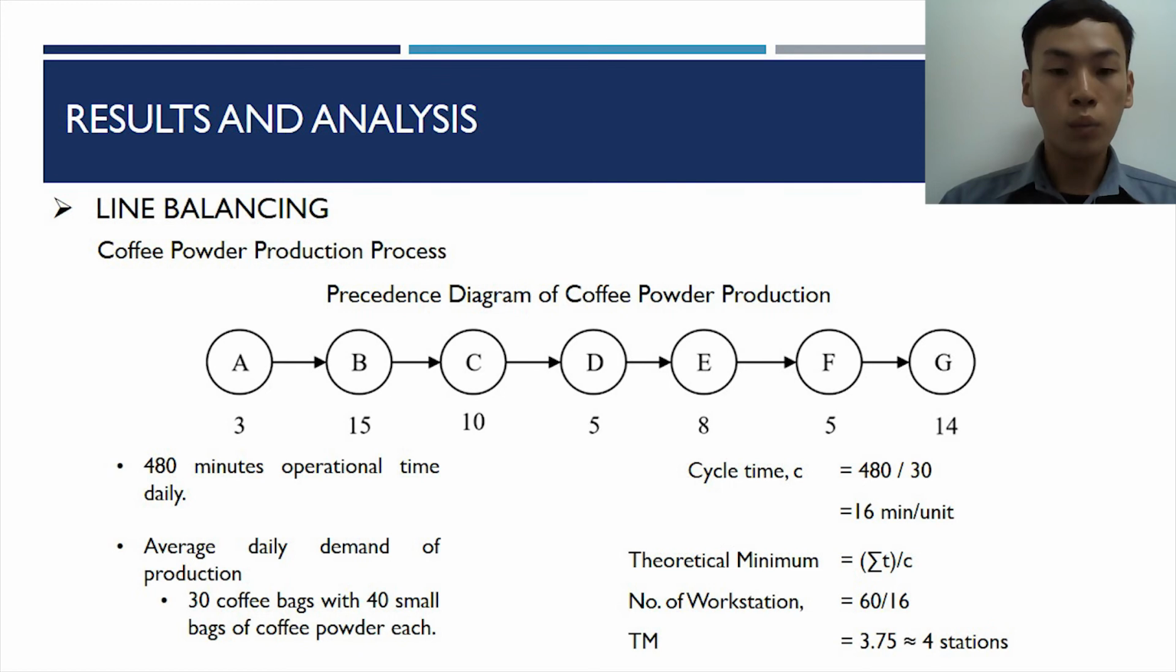The precedence diagram of coffee powder production at the beginning is presented in a straight line. The operation time daily is 480 minutes. The average daily demand of production is 30 coffee bags with 40 small bags of coffee powder each. The cycle time C is equal to 480 divided by 30, which is equal to 16 minutes per unit. The theoretical minimum number of workstations is equal to 4 stations.